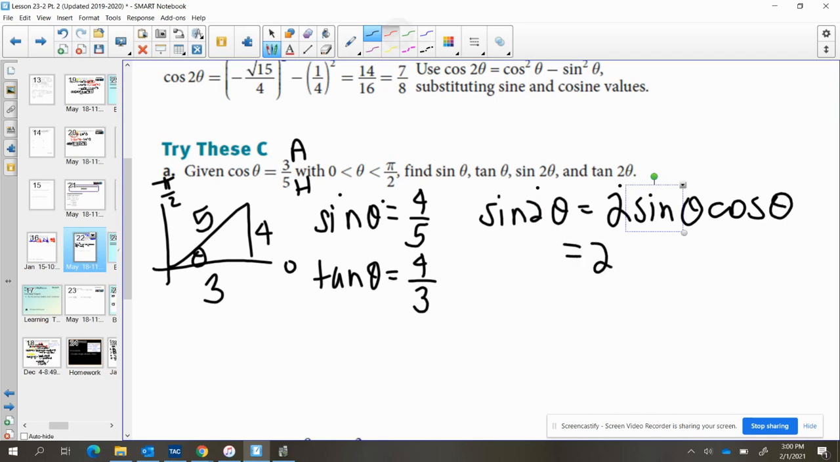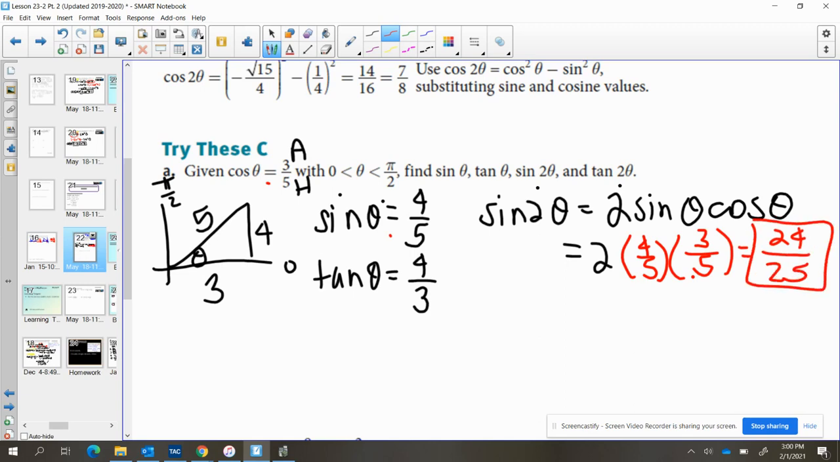So sine of theta, again, we found to be 4 over 5. Cosine of theta was given to us as 3 over 5. And when we simplify this, 2 times 4 times 3 is 24. 5 times 5 is 25. So there's our simplified value as much as possible.